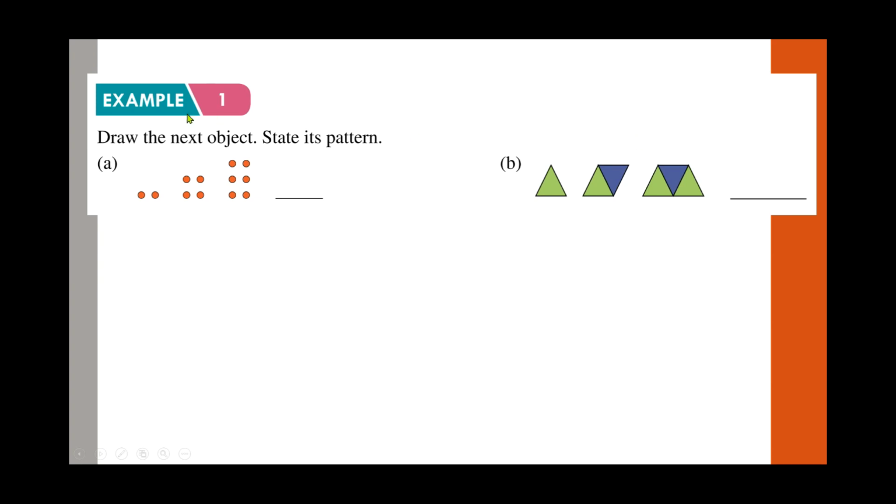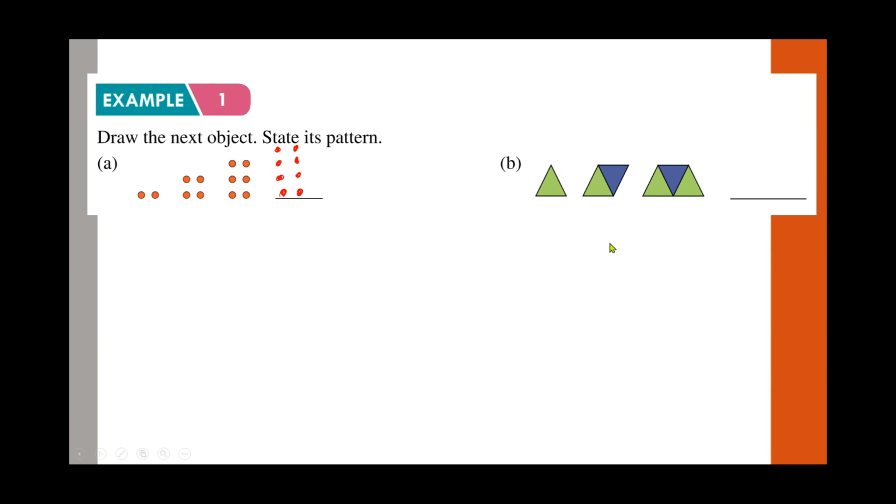So this is example 1. Draw the next object and state its pattern. So the first one we have 2 dots. Second one we have 4 dots followed by 6 dots. So how many dots do we have for the last one here? Yeah, very good. You have to draw 8 dots. 1, 2, 3, 4, 5, 6, 7, 8. So we have to draw nicely, yeah? Draw nicely.